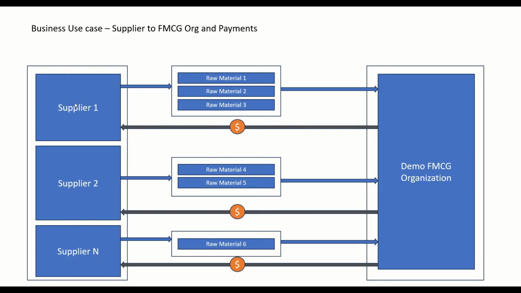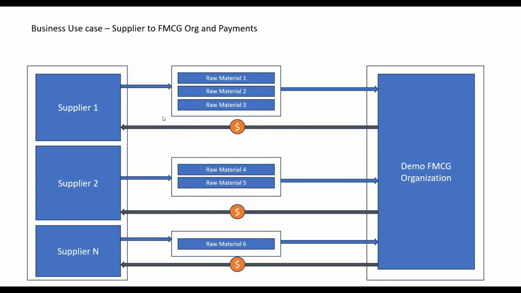Likewise, the same supplier can be sending the raw materials on so many occasions. Maybe in a year, the same supplier might be sending raw materials 10 times or 20 times based on the demand of this organization. And all those payments have to be made in time, obviously, right? Because that's how the business works.